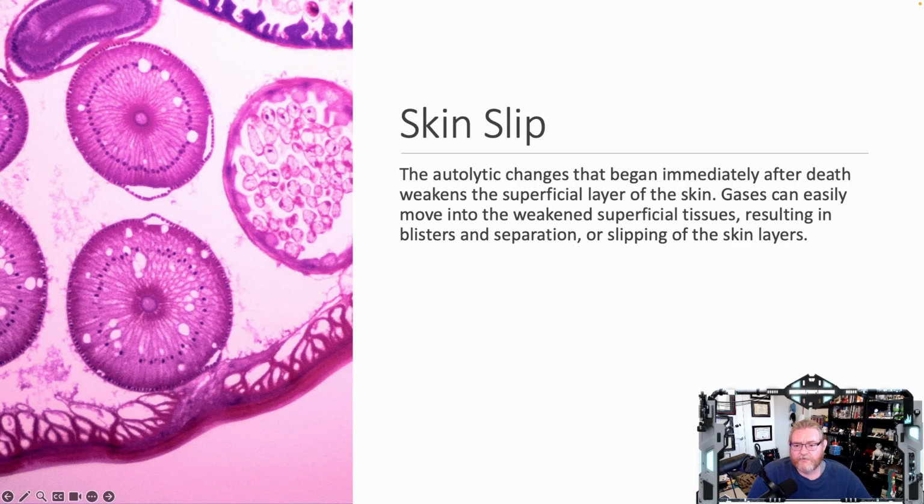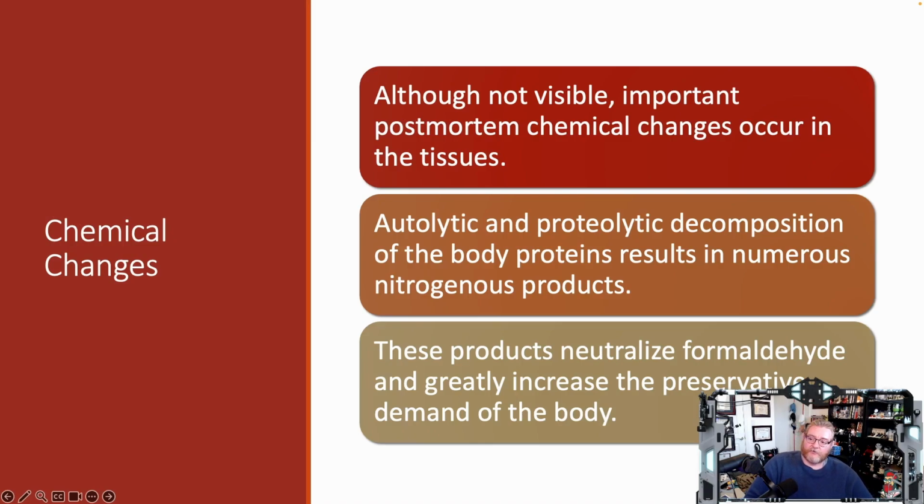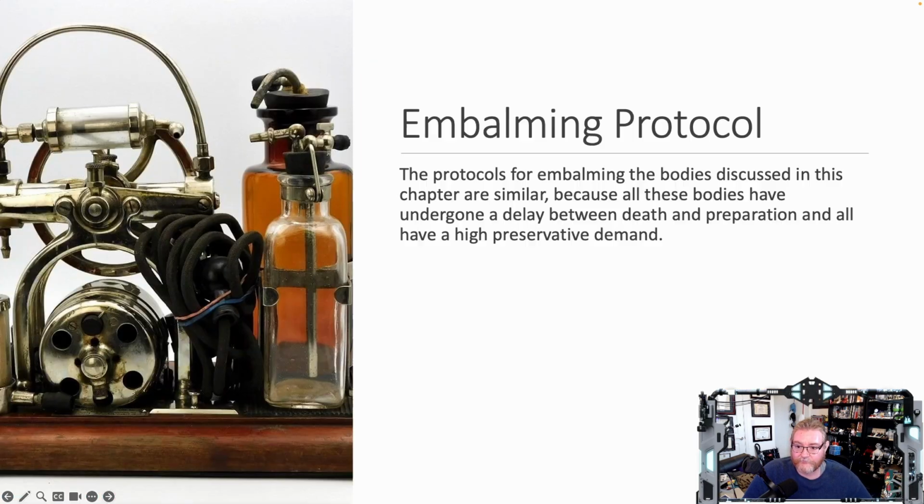Skin slip. The autolytic changes that begin immediately after death weaken the superficial layer of the skin. Gases can easily move the weakened superficial tissues, resulting in blisters and separation or slipping of the skin layers. Chemical changes. Although not visible, important postmortem chemical changes occur in the tissues. Autolytic and proteolytic decomposition of the body proteins results in numerous nitrogenous products. These products neutralize formaldehyde and greatly increase the preservative demand of the body.